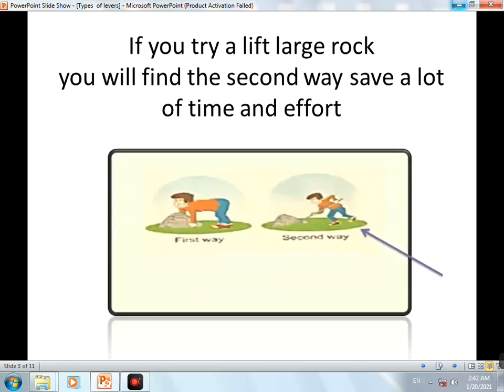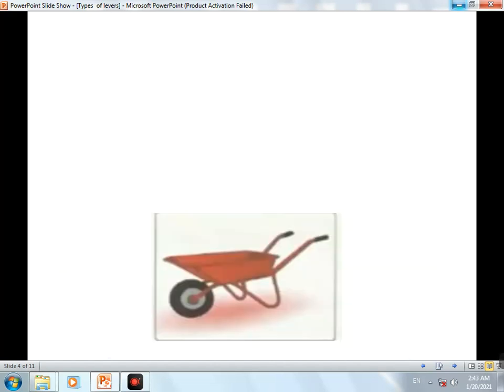For example, if you want to move a large rock, you have two ways. The first way, using your hands, and the second way, using a tool. This tool is a crowbar. Compare between the two ways, you will find that the second way saves a lot of time and effort. Okay. So, let's state the definition of levers.